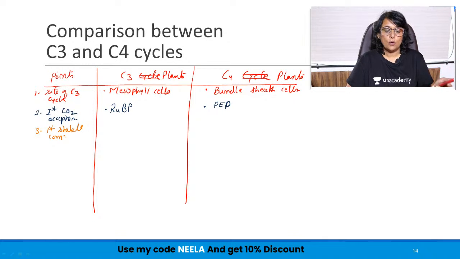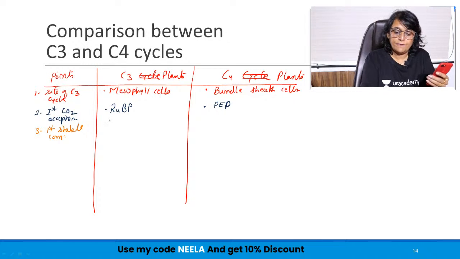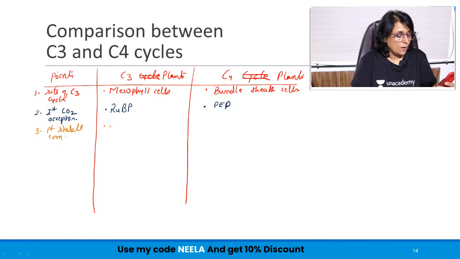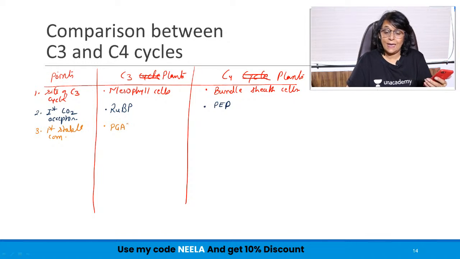Okay, so first stable compound, Rahul and Kalai have given the answer as PGA, phosphoglyceric acid or phosphoglycerate in C3 plants. What about C4 plants? Which is that substance that is formed in C4 plants? And obviously that has to be a 4-carbon compound.